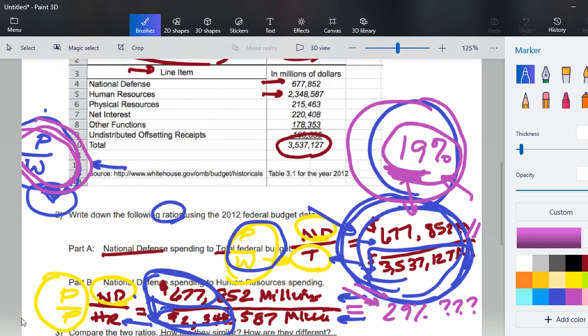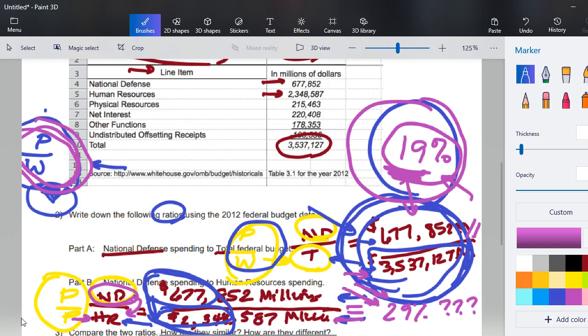Now this is the one we got to be careful on. Part B, how can we interpret what we just got? Because this is not being compared to the whole, it's being compared to something else. National defense is compared to human resources. So a comment that we could make is that the national defense spending is only 29% of the human resource spending. Take a second to think on this of how the pieces and parts are presented differently, worded differently, and their meanings are different based on who our reference value is, either the total or a part.